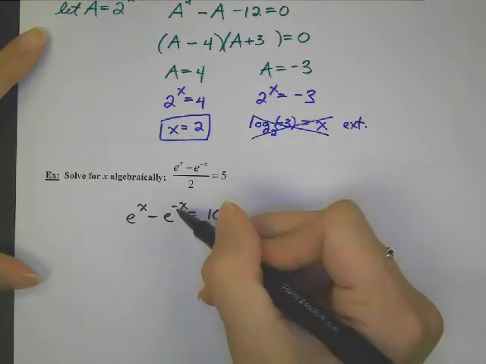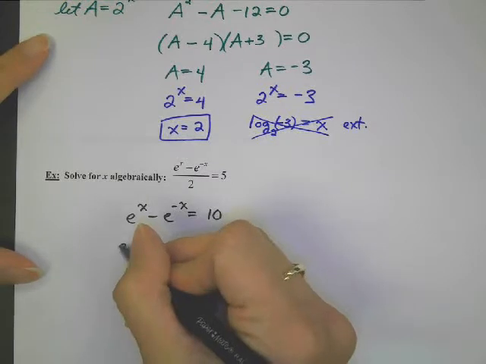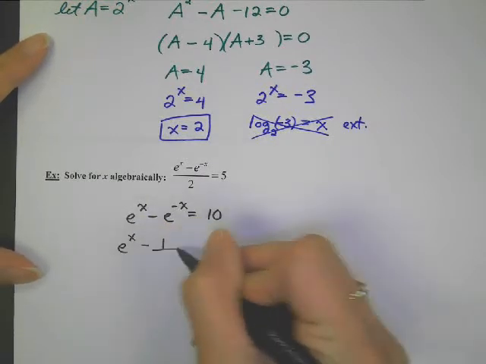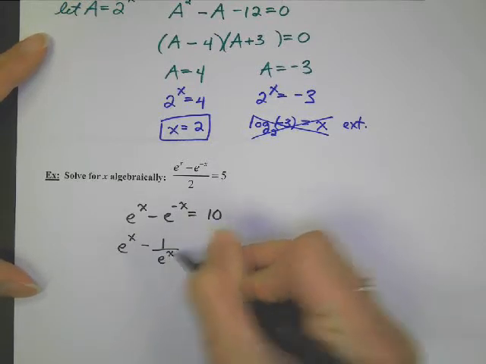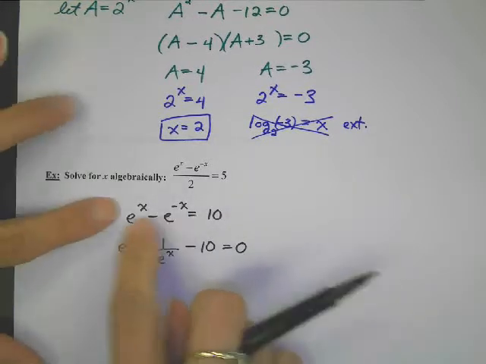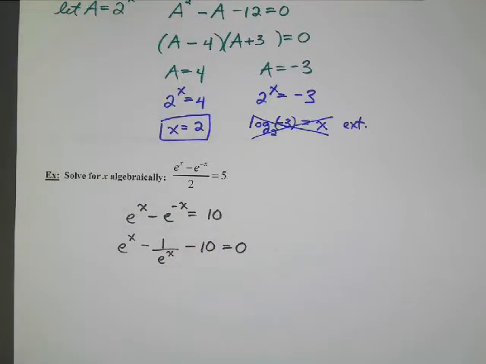When you have a negative exponent, maybe I'll move it into the basement. e to the x minus 1 over, bring the e downstairs, its power's positive, minus 10 equals 0. I couldn't add them before because the powers were not the same. Now they're in different places. Can you tell what the complicated thing is?